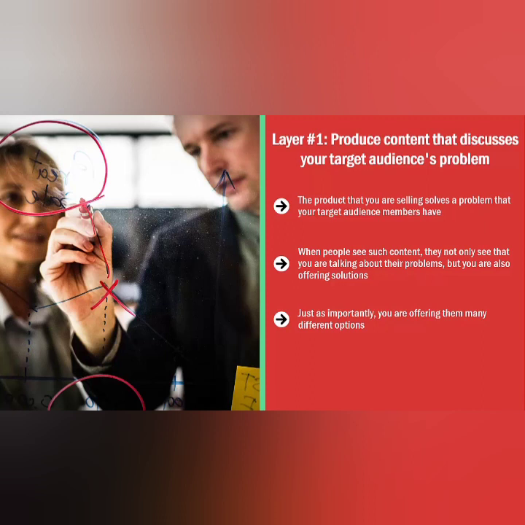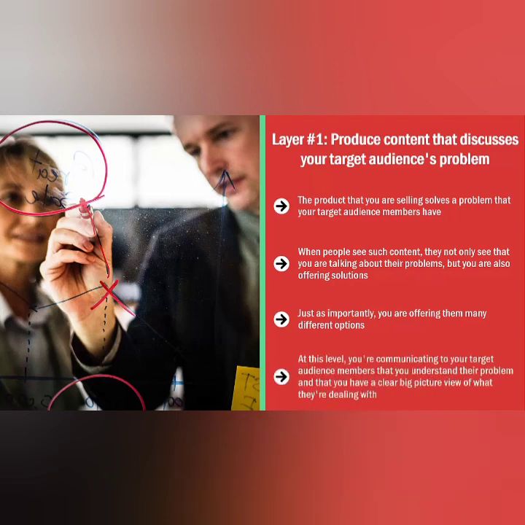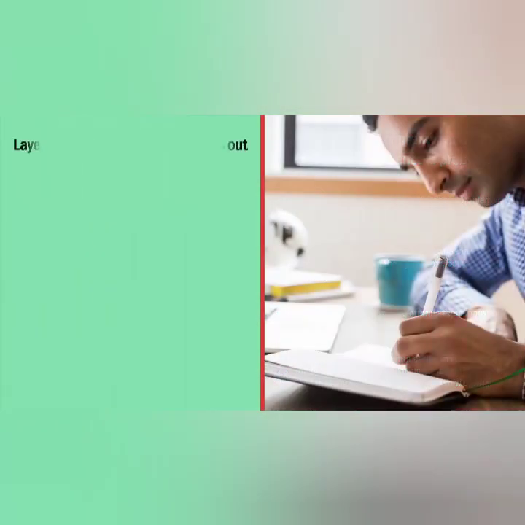And by doing so, you establish your expertise. You're not just some random person telling them to buy one product and one product alone. At this level, you're communicating to your target audience members that you understand their problem and that you have a clear, big picture view of what they're dealing with. So you explain many different issues regarding their problem. You lay it out. And the more information they get from your content, the more credible and authoritative you become in their eyes. Layer number 2, produce content that lays out their options.